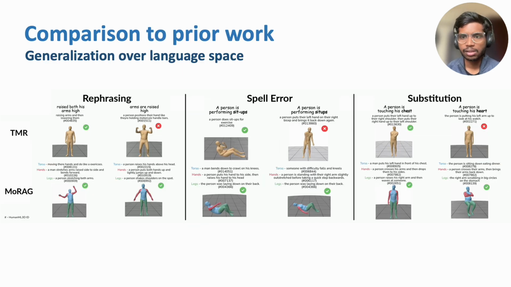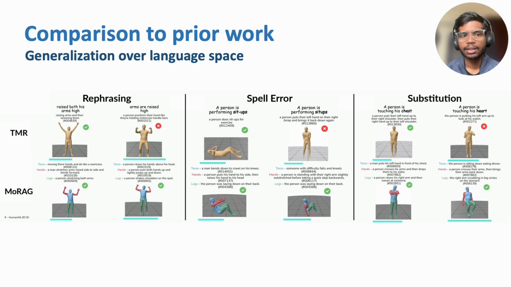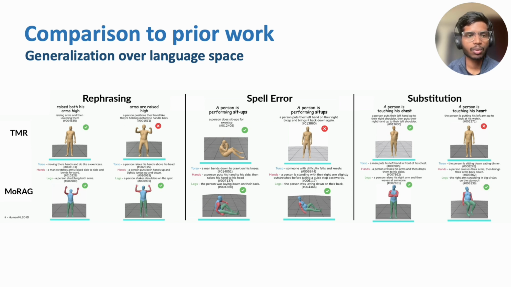Let's look at some examples to understand the effectiveness of the MoRAG approach in generalizing across the language space. We compared our results with the TMR approach and observed that MoRAG with LLM-generated description resolved several issues that previously caused failures. For instance, in the cases of rephrasing, spelling errors, and word substitutions, the LLM-generated descriptions for the original and transformed text are largely similar. This ensures that MoRAG retrieves consistent results, avoiding failures that occur with approaches like TMR. These examples demonstrate the robustness of MoRAG in handling linguistic variations effectively.